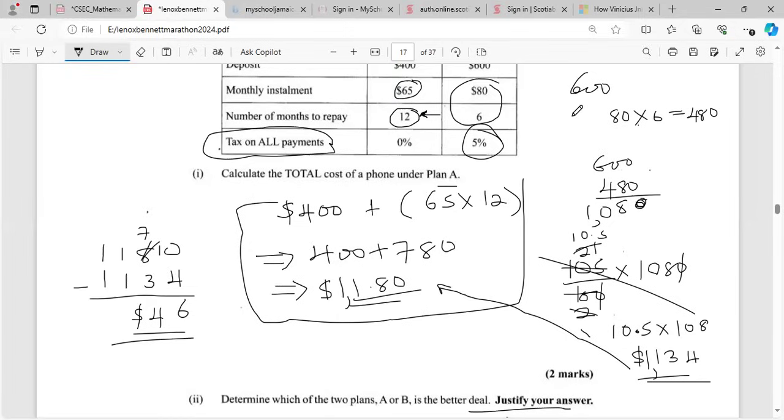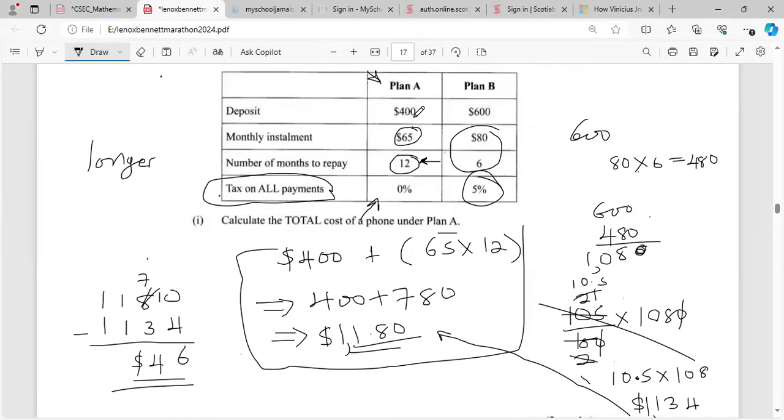But on the other hand, somebody could actually say that this one is better. The argument for this one being better is that you get a longer time to pay, plus you pay less per month. So I don't think they would penalize you for that. You could say this one is better because you have a whole year to pay for it and your deposit is less. You pay 400 as opposed to that.